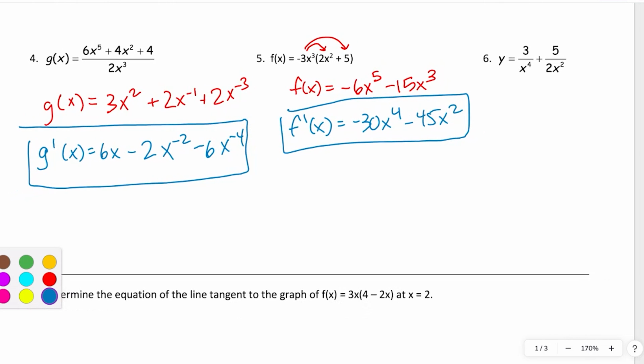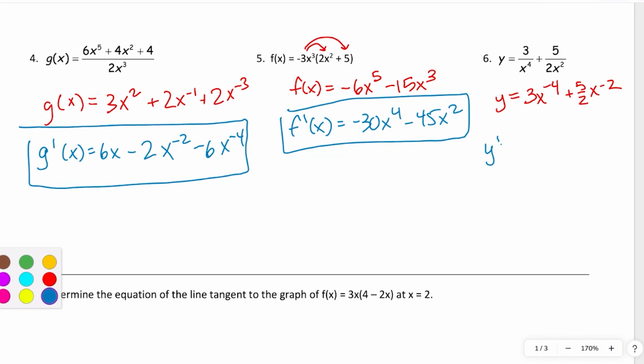Okay, number 6. We've got these fractions with terms with exponents in the denominator. So we can rewrite those using negative exponents. Y is going to be 3 times x to the negative fourth plus 5/2 times x to the negative second.